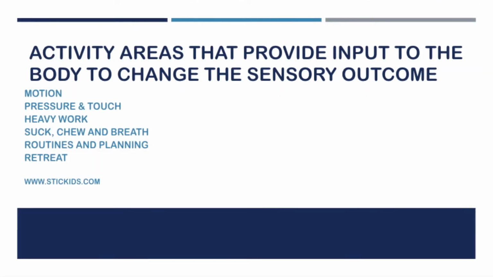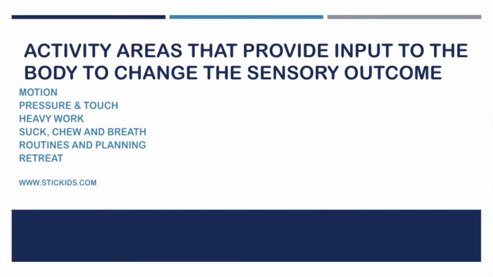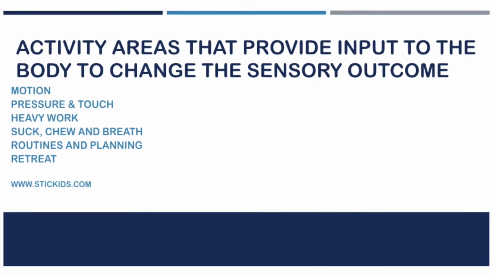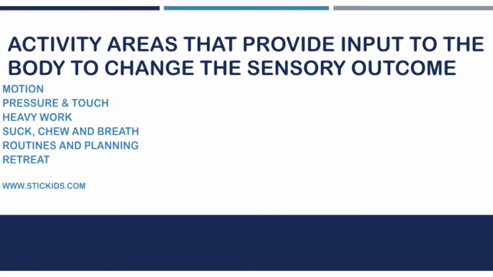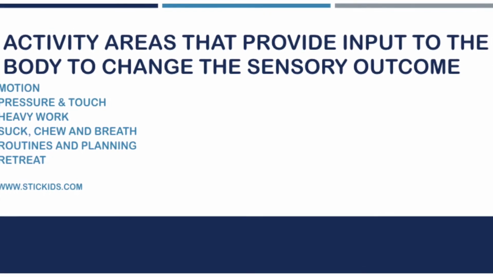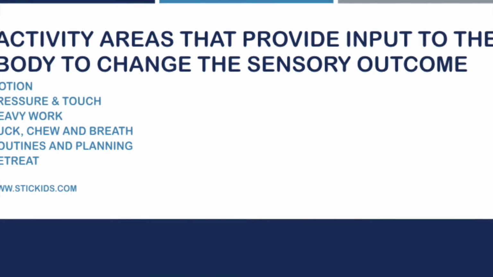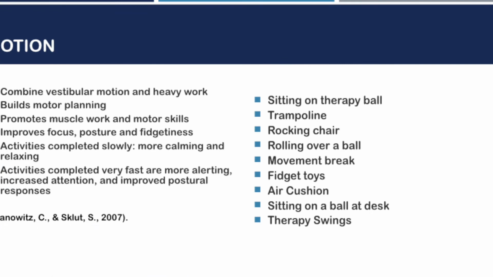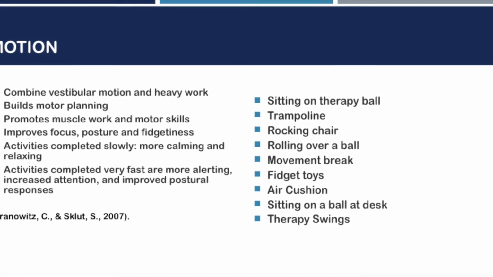Sensory processing activities that promote self-regulation can be broken down into different areas that provide input to the body to change the sensory outcome. These areas include motion, pressure and touch, heavy work, suck, chew, and breathe, routines and planning, and retreat. For motion activities, you can combine vestibular and heavy work.